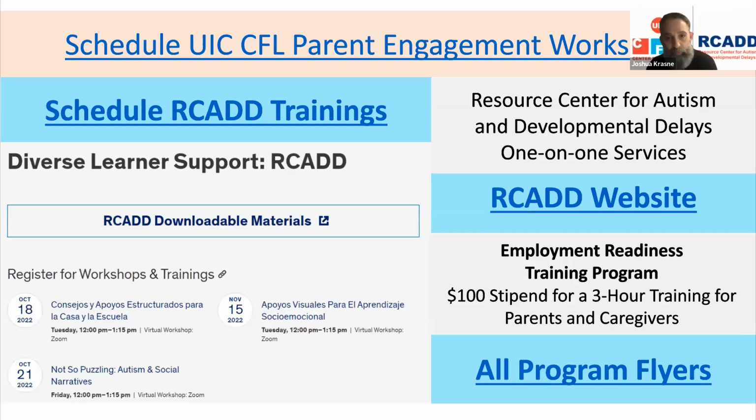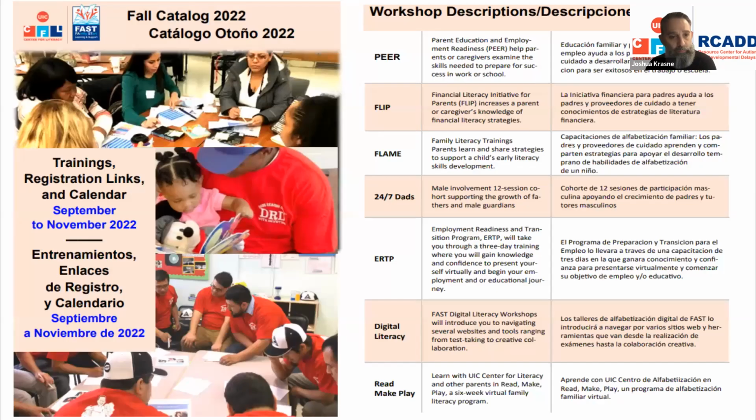Good morning, everyone. If you could actually go back to the other slide first. Beautiful. So again, good morning. My name is Joshua Krasny. I am the Assistant Director at the Resource Center for Autism and Developmental Delays, which is part of UIC's College of Education, specifically falling under the umbrella of the Center for Literacy. I am also acting as the Interim Associate Director for the Center for Literacy.